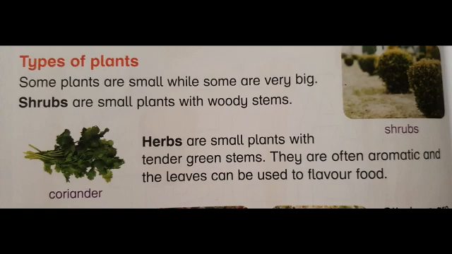Shrubs are small plants with woody stems. Dear students, shrubs are small plants with woody stems. For example, rose plant. Rose plant is a shrub. Shrubs mostly have more leaves and woody stems. Shrubs are mostly used for ornamental or decoration purpose. Shrubs are not trees, they are smaller than trees.